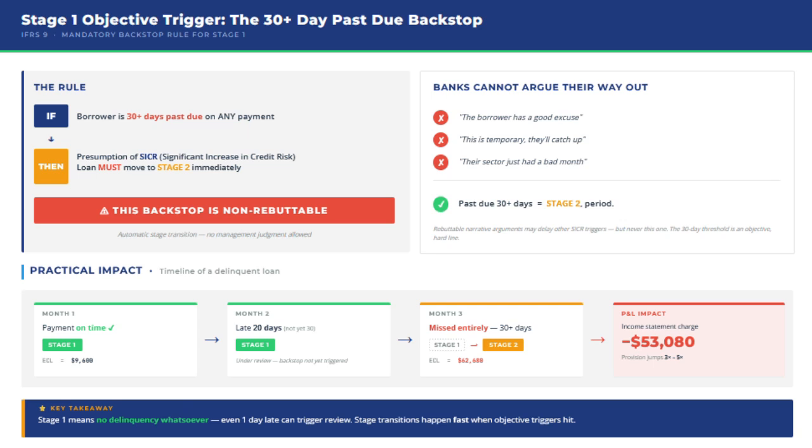And the income statement would also charge a negative 53,080. So stage 1 means no delinquency whatsoever. Even 1 day late can trigger a review. And stage transitions happen fast when the objective triggers are hit. Regulators and auditors will ask, why wasn't this flagged at 30 days past due? The answer must be, it was.